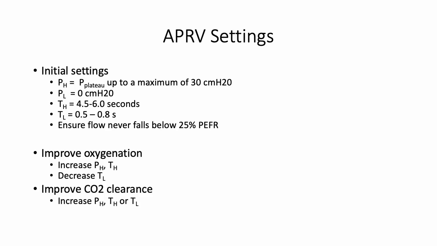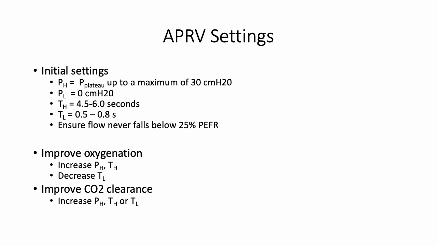So how to set it up? Well, initially, the guidance is that you set your P high to about your plateau pressure or slightly less. And your P low would usually be 0. Your T high would be the time that the patient spends at that higher pressure, and this would basically be about 6 seconds. The shorter the T high, the more releases you're going to get in a minute, and therefore the more ventilation you're going to get. So this would mean that you're going to increase your CO2 clearance if that becomes an issue. And your T low is how long you let the patient exhale for.